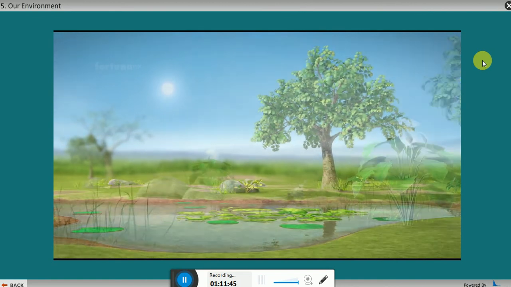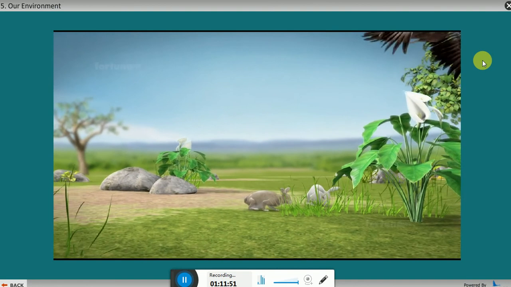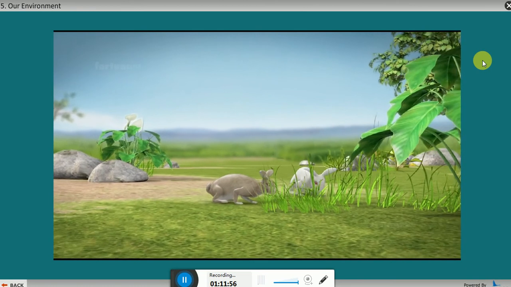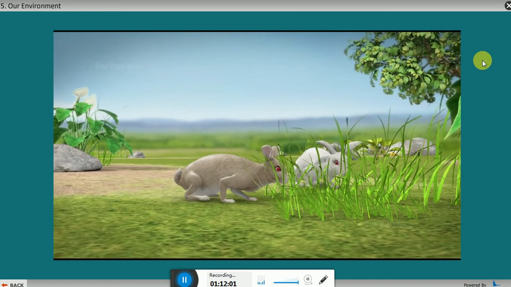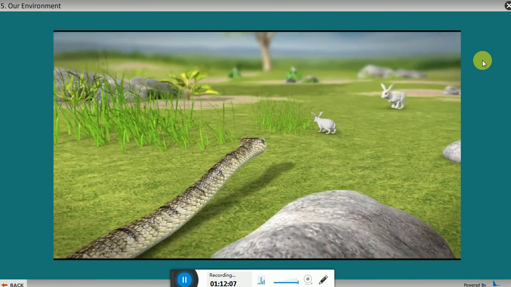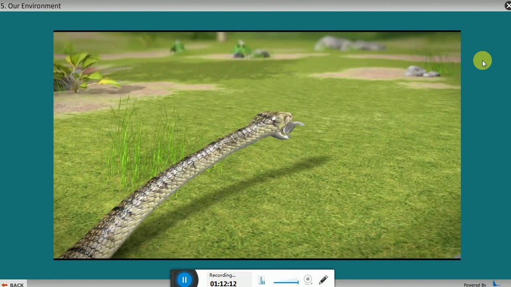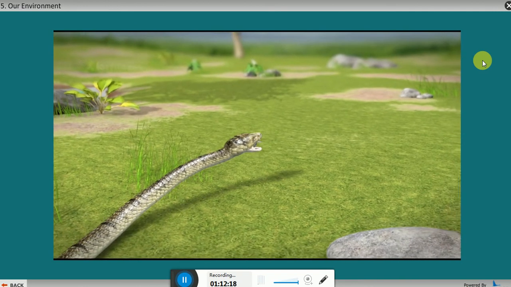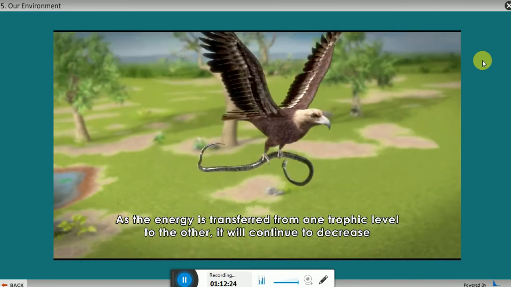As energy is transferred from one trophic level within the ecosystem to the next, from producers to primary consumers, about 90% of it will be lost as heat as a byproduct of respiration. Similarly, as the remaining energy flows into the next trophic level, which will be the secondary consumers, another 90% of the remaining energy will be lost as heat. As the energy is transferred from one trophic level to the other, it will continue to decrease.